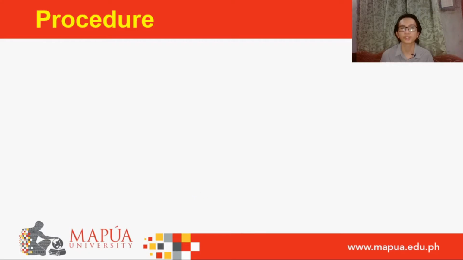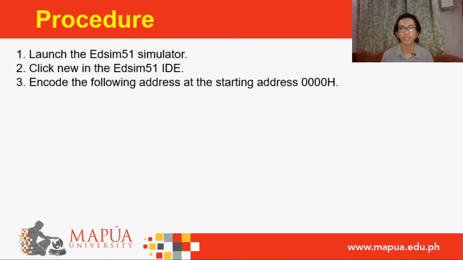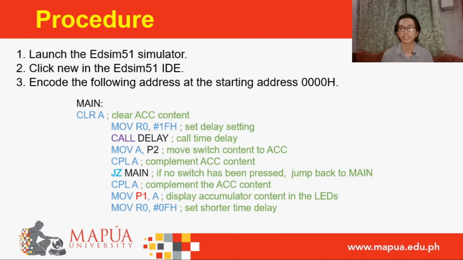I will show you the continuation of the design of the experiment. This part shows the procedure on how to start the program and how to use the program using the EDSIM51 simulator. First, launch the EDSIM51 simulator, click New, and encode the following addresses starting at address 0000 hexa.